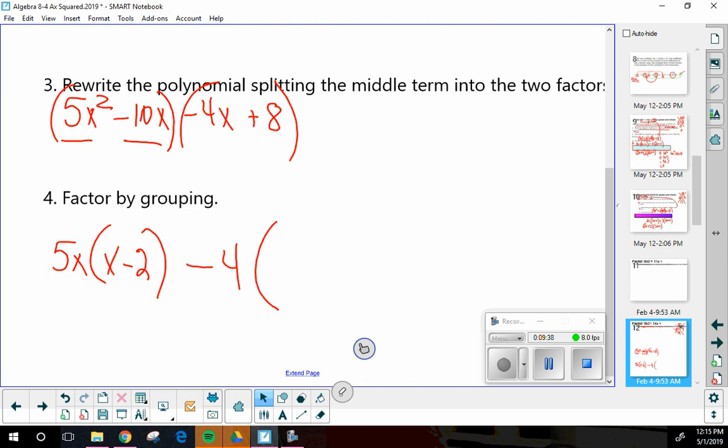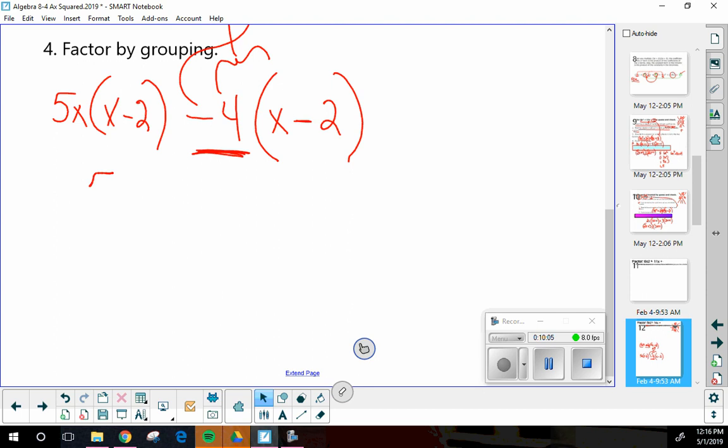Okay, so watch very carefully. When I multiply negative 4 by x, I will get negative 4x. What will I need to multiply negative 4 by right here to get a positive 8? That's right, you guessed it. I'll have to multiply it by a negative 2. So that's how I end up with this answer. And then, last but not least, to finish it off, 5x minus 4 times x minus 2.